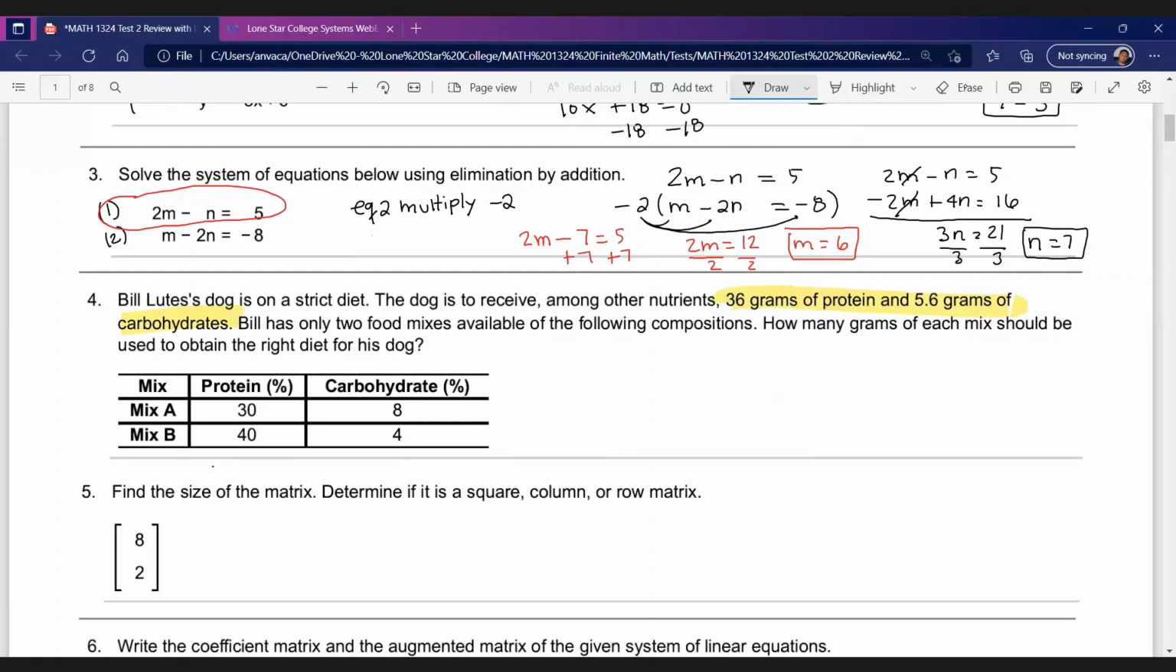So at the end, we need 36 grams of protein, and we need 5.6 grams of carbohydrate.